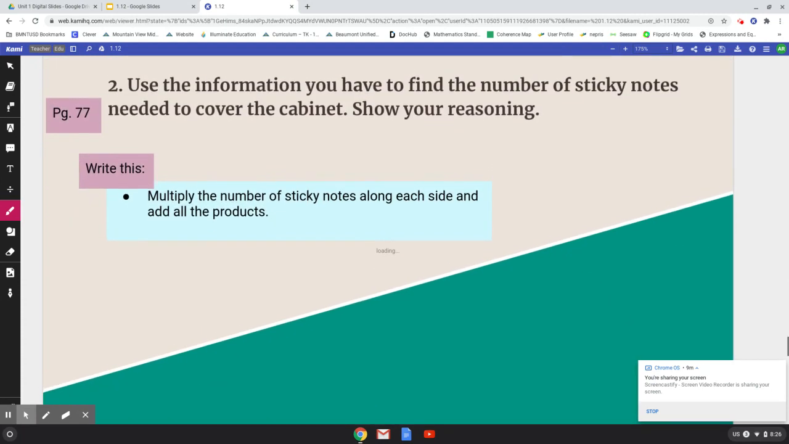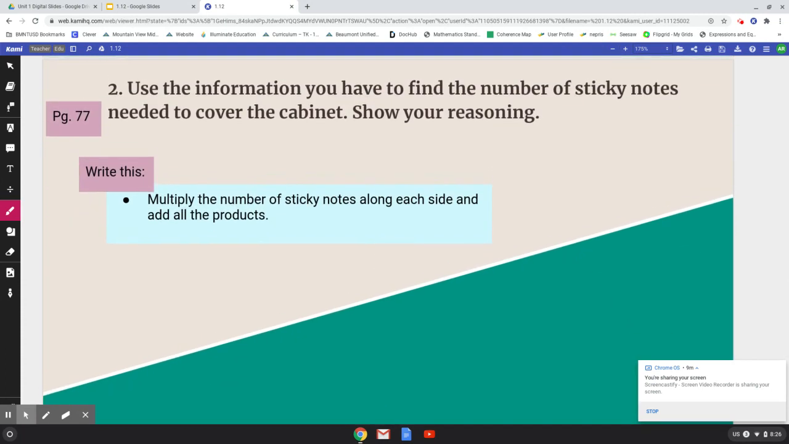All right, so now I'm going to move to number 2 on page 77. Use the information you have to find the number of sticky notes needed to cover the cabinet. Okay, so what you would do, you're going to write this for number 2: multiply the number of sticky notes along each side, and add all the products. So if you need to pause the video, go ahead.